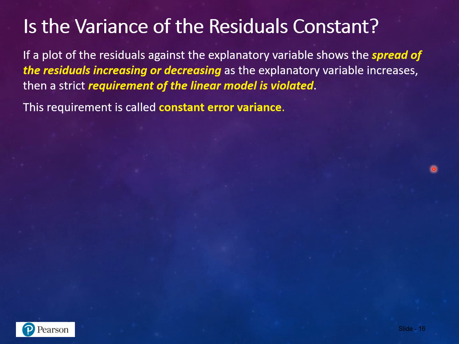Is the variance of the residuals constant? If a plot of the residuals against the explanatory variable shows the spread of the residuals increasing, the distance between them is increasing or decreasing as the explanatory variable along the x-axis increases, then a strict requirement of the linear model is violated. This means it cannot be used, and this requirement is called the constant error variance.